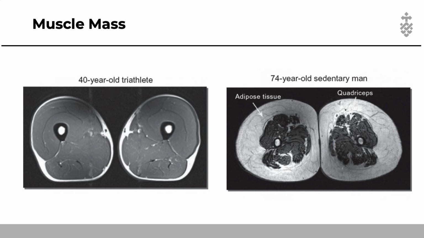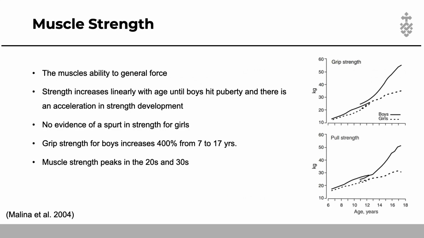Now, even if these limbs were of the same size, if you take a tape measure and measure the circumference of the limbs, they could be of the same size, but it's the composition of the limb that really tells us what's going on. Okay, so let's have a look at muscular strength now. Muscular strength is really important because the contraction of skeletal muscle is what makes human movement possible.